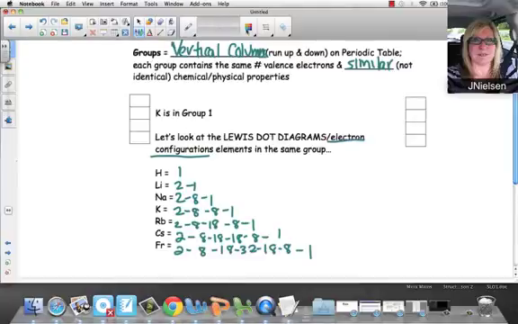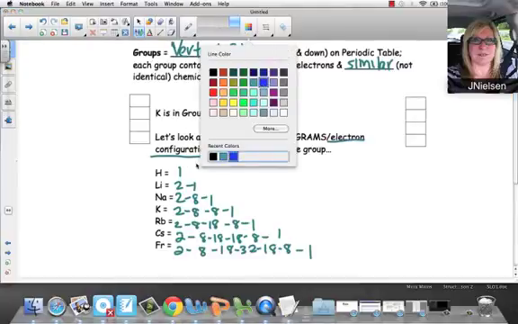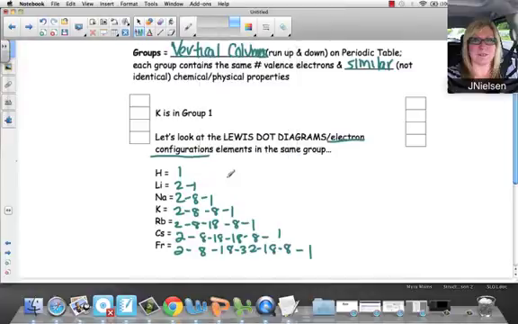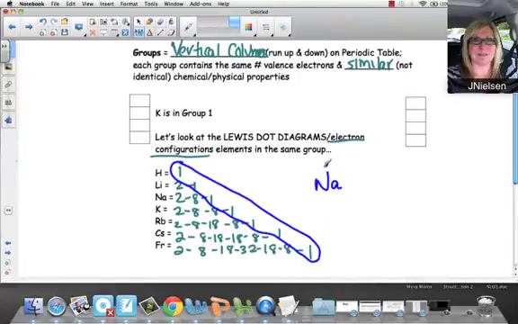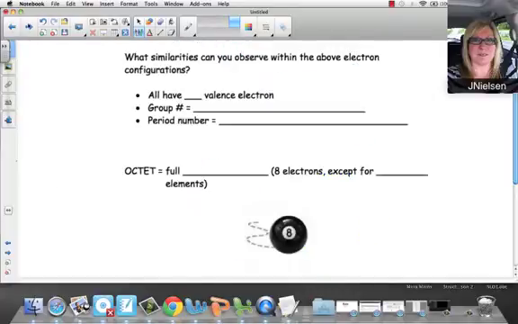What do you notice about all of these? Hopefully that they all end in 1. So if I were to draw the Lewis dot structure for any of these, cesium, francium, they all have the same Lewis dot structure. What similarities can you observe within the above electron configurations? Well, we just said it. They all have one valence electron.